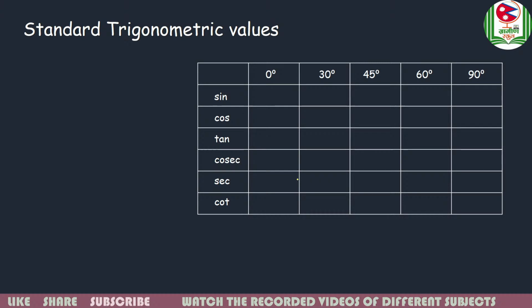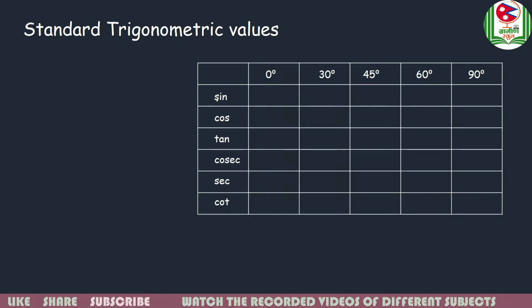Now we have to remember or learn by heart the standard trigonometric values, and the standard angles are 0 degree, 30 degree, 45 degree, 60 degree, and 90 degree. Most of the time students forget or get confused about the values of sine 0, sine 30, sine 45, sine 60, or sine 90. But we can use a trick to learn the values of sine 0, sine 30, sine 45, sine 60, and sine 90, and similarly for cos, tan, cosec, sec, and cot.